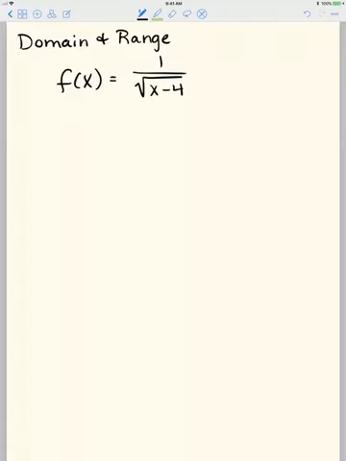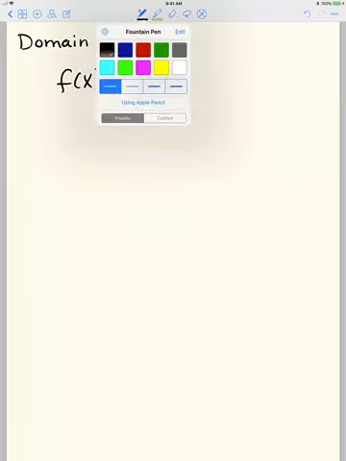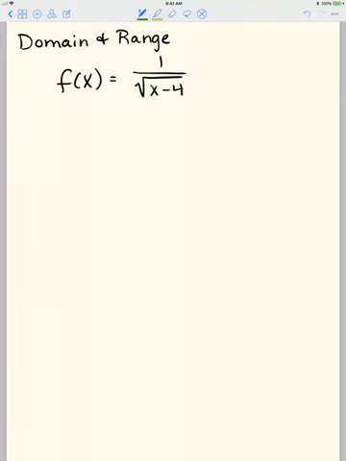So here are a few examples on domain and range of functions that are not as intuitive as some of the other ones. So we'll start with domain, and anytime you want to look at the domain of a function, you want to look if there's any restrictions. Domain are the input, your x values.